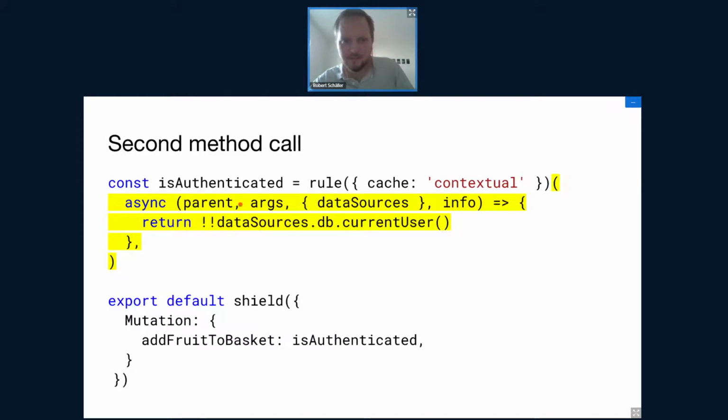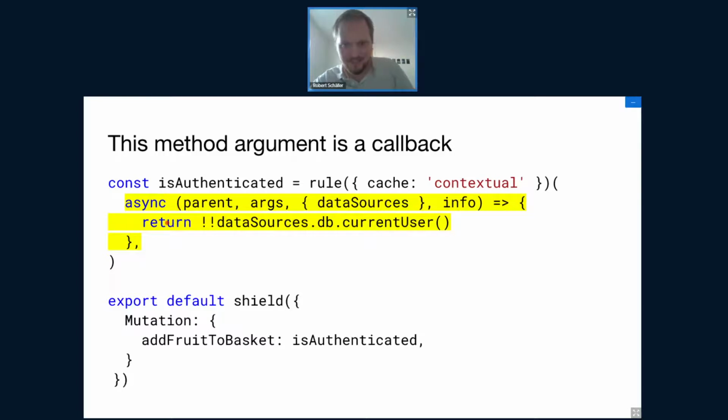All right, this is the second method call. And then inside the parentheses, we have yet another function, because you can see the arrow function here. So it's taking a function as input. And this is actually our own implementation of what it means to be isAuthenticated, right? isAuthenticated applies if we have a current user in our data sources, for example.